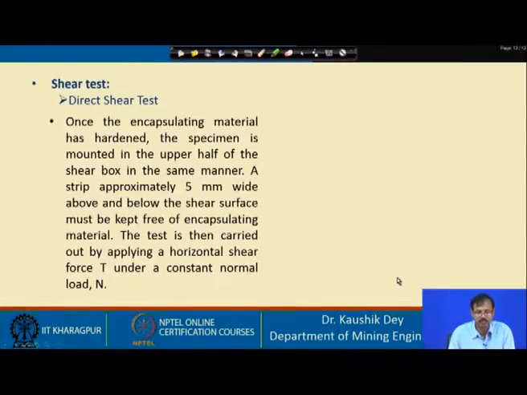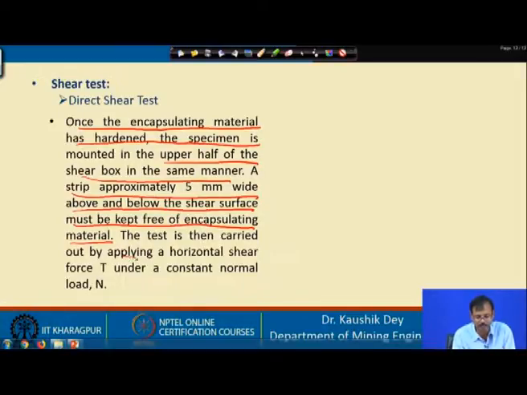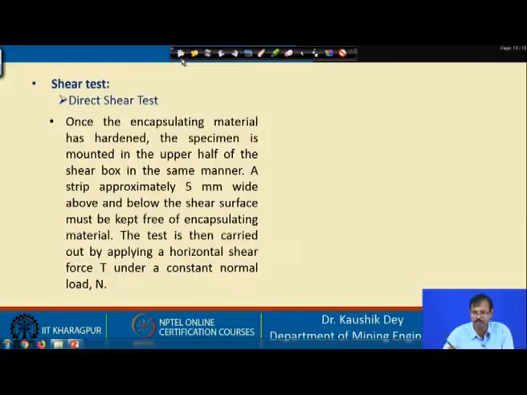Once the encapsulated material has hardened, the specimen is mounted in the upper half of the shear box in the same manner. A strip approximately 5 mm wide above and below the shear surface must be kept free of encapsulating material. The test is then carried out by applying a horizontal shear force T under a constant normal load. This is the essential requirement, that it must be carried out under a constant normal load.